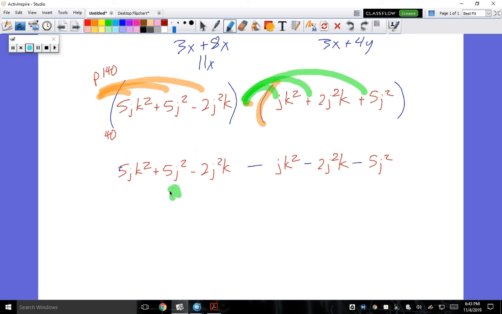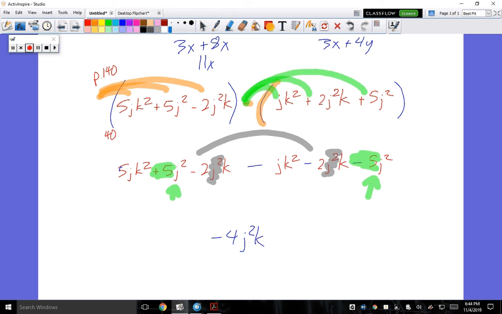So we have j squared, j squared. They cancel out to what? 0. Perfect. And then now I have j squared k, j squared k. Do those cancel? No. They become what? -4j squared k. Perfect. And now jk squared, they're different. They're not, these are all different.